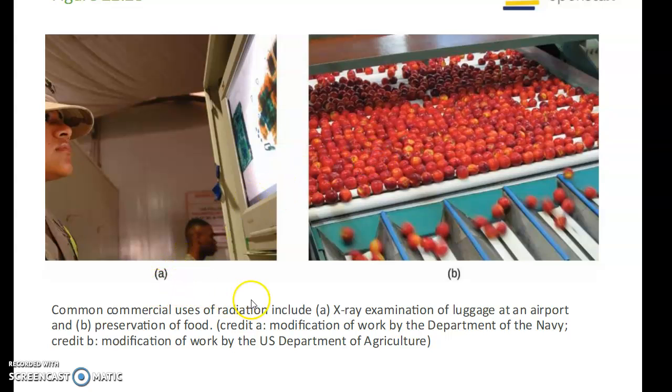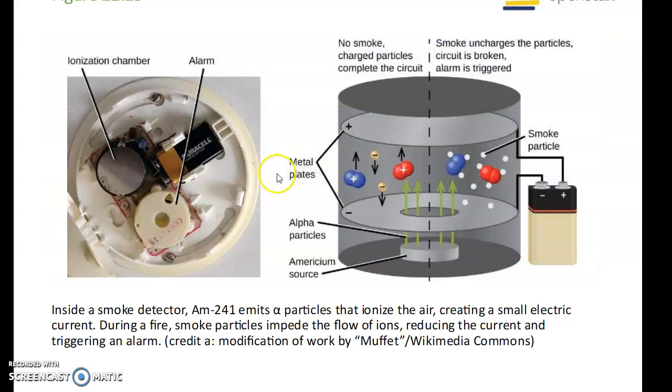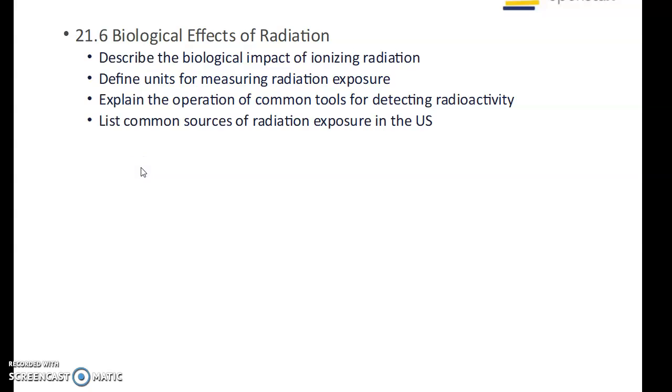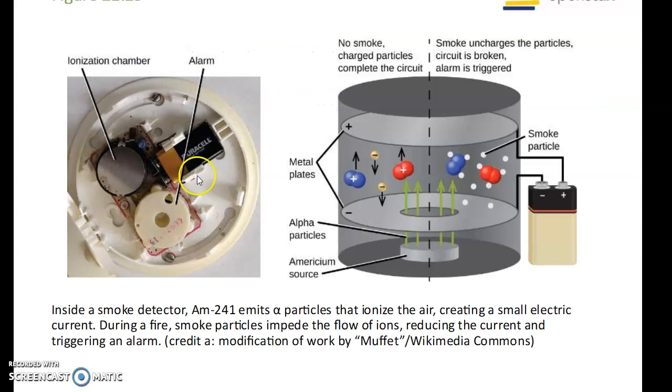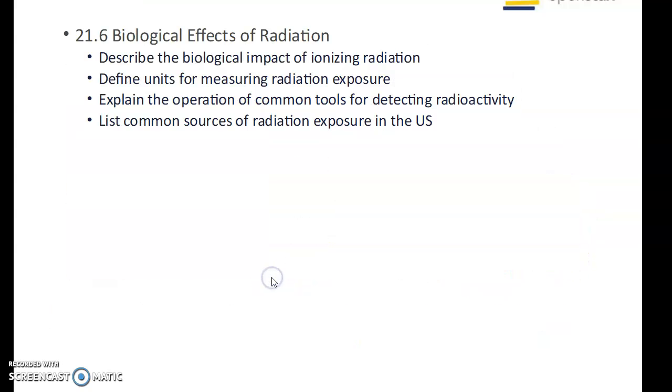Other uses of radiation are examination of things at the airport, including bodies now, and the preservation of fruit. Here's an ionization chamber, with a small amount of radioactivity. Americium-241 emits an alpha particle that ionizes the air, creating a small electric current. During a fire, the smoke particles impede the flow of the ions, reducing the current, thus triggering the alarm. That also means you have to change the battery from time to time, otherwise you're going to have very annoying little beeps.